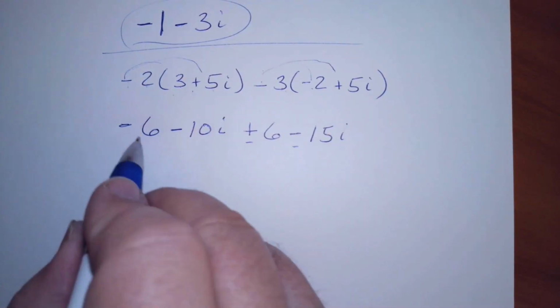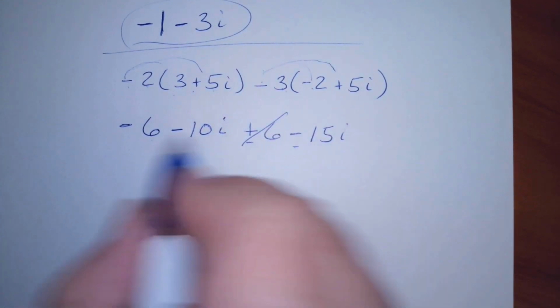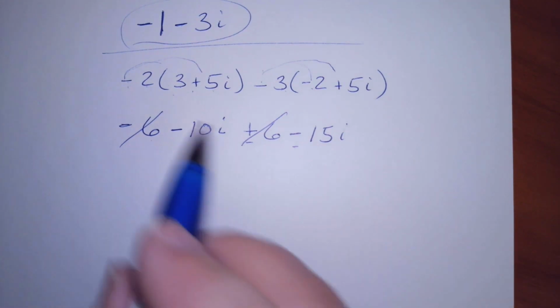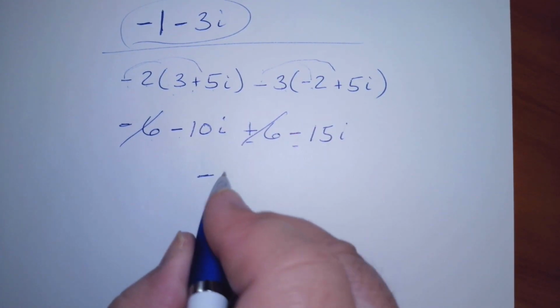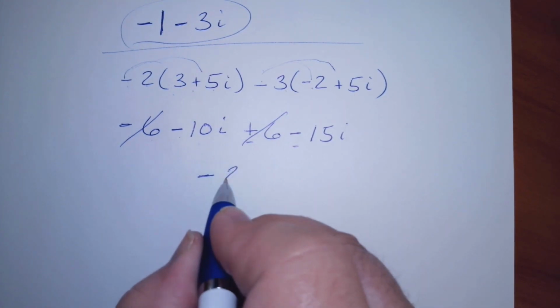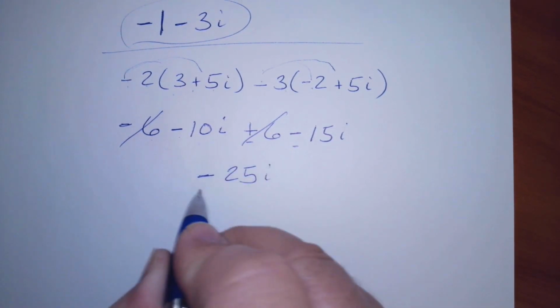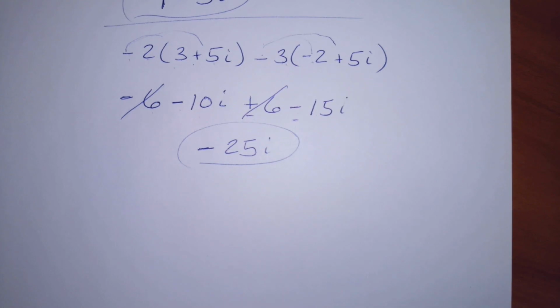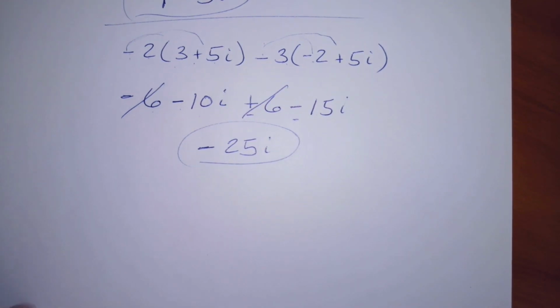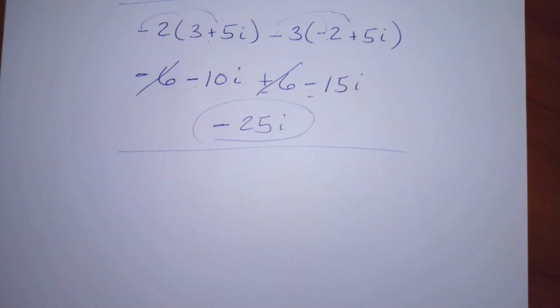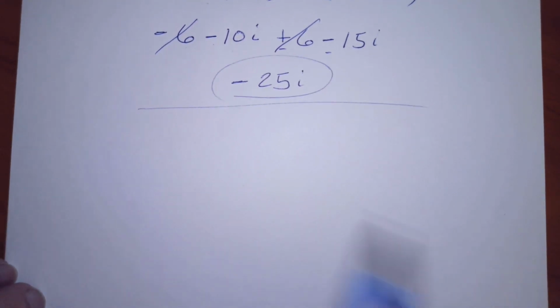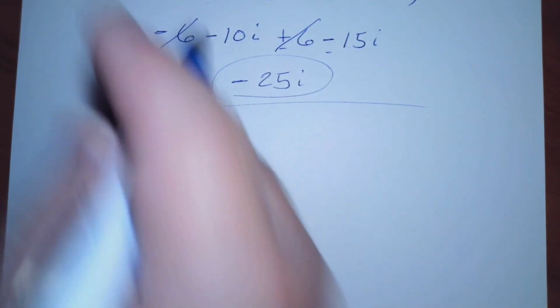Combine like terms. Negative 6 plus 6, they cancel. Negative 10, negative 15, they're both negative, so I add them. 10 plus 15 is 25i. All right, that's the same concept there for all.